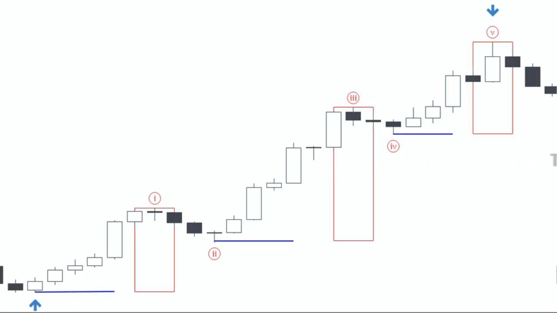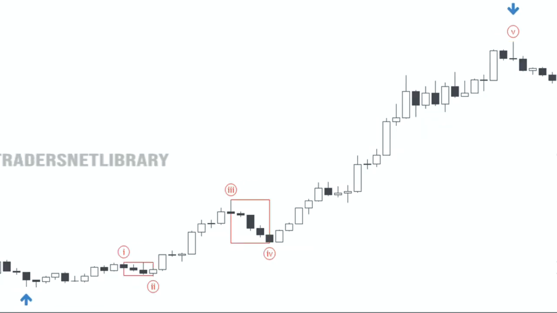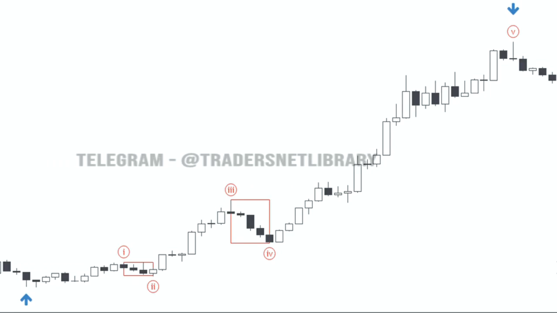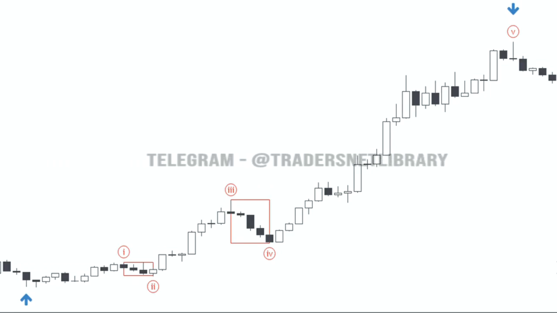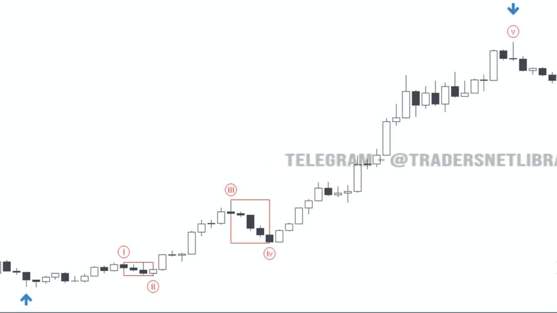As you can see in the chart, wave 4 has a larger price and time range than wave 2. In other words, if we have a complex wave 2, we expect to have a simpler wave 4 and vice versa. If we have a simple wave 2, we expect to have a more complex wave 4.